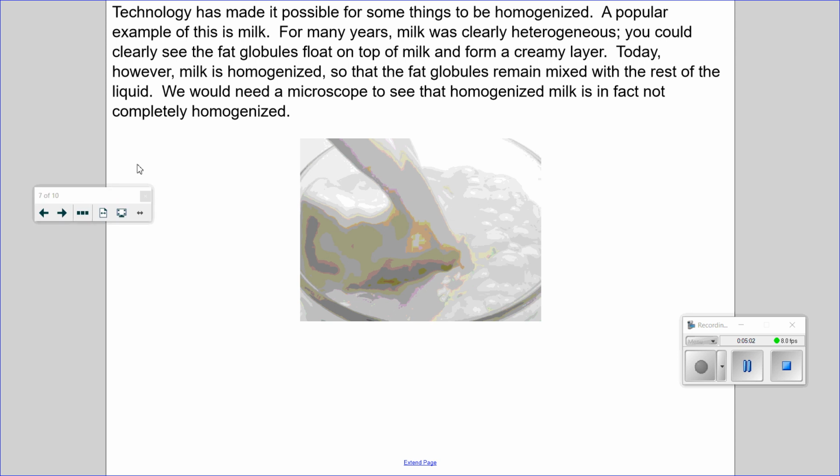Technology has made it possible for some things to be homogenized. A popular example of this is milk. For many years, milk was clearly heterogeneous. You could clearly see the fat globules float on top of milk and form a creamy layer. Today, however, milk is homogenized so that the fat globules remain mixed with the rest of the liquid. We would actually need a microscope to see that homogenized milk is in fact not completely homogenized.